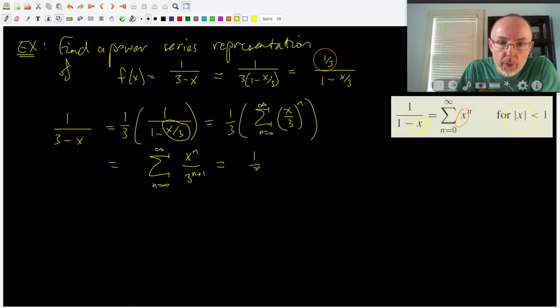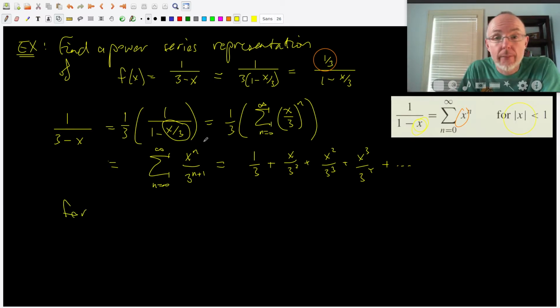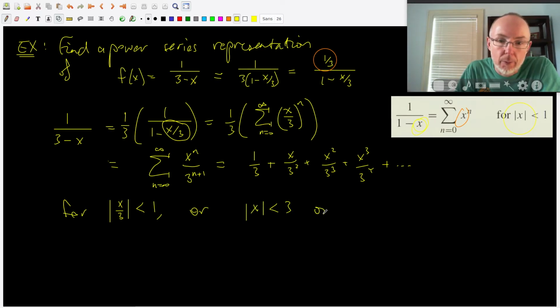The first term is 1/3, and then the second term is x over 3 squared, x squared over 3 cubed. You get the idea, x cubed over 3 to the 4, and this continues forever. And that's going to converge. These two things are going to be the same. The power series representation of this function is going to be this, provided that the quantity, which in this case was x over 3, is less than 1 in absolute value. Or in other words, the absolute value of x is less than 3. Or in other words, x is between minus 3 and 3, because that's the same inequality.